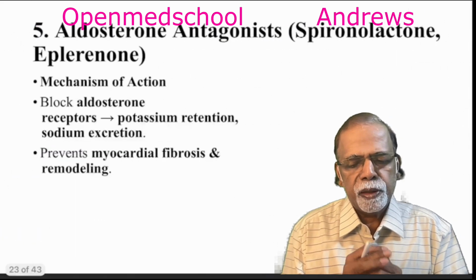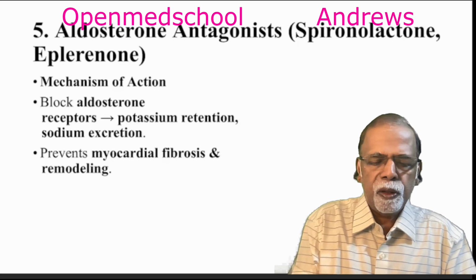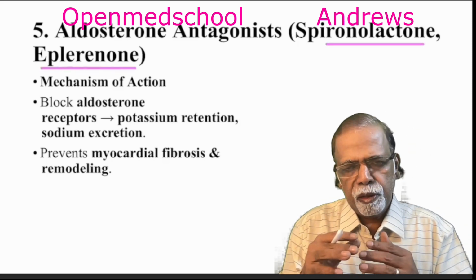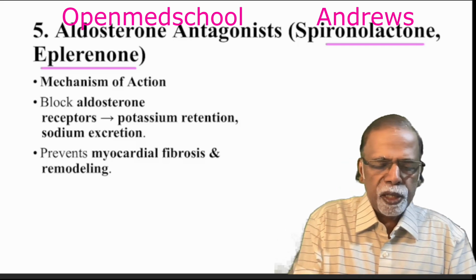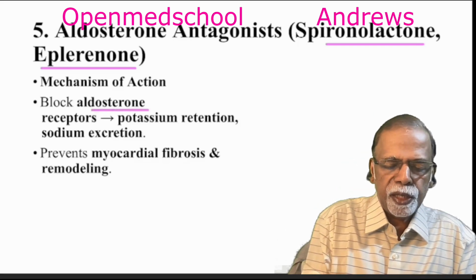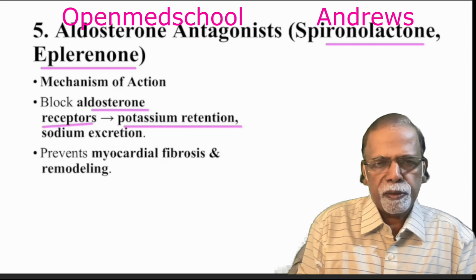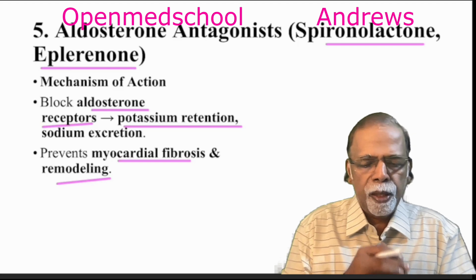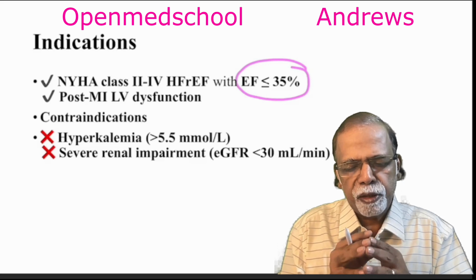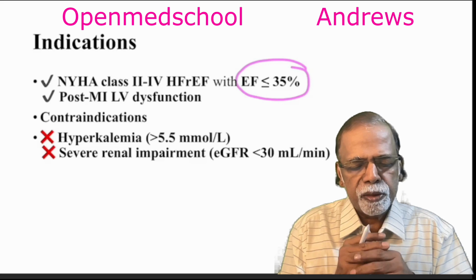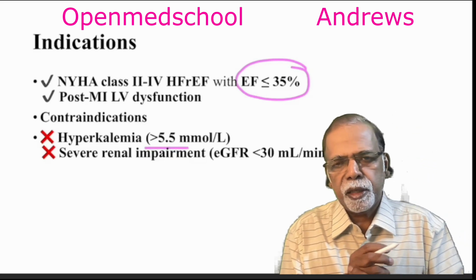Now the next pillar is MRA, that is mineralocorticoid receptor antagonist. The typical examples are spironolactone and eplerenone. We have discussed that angiotensin 2 stimulates production of aldosterone, so it blocks the aldosterone receptors, or the mineralocorticoid receptors. The main side effect is potassium retention. It prevents myocardial fibrosis and remodeling, so this is an important point. Indications are NYHA class 2 to 4 and ejection fraction less than 35%. Contraindications: hyperkalemia, potassium more than 5.5, and severe renal impairment, eGFR less than 30 ml per minute.